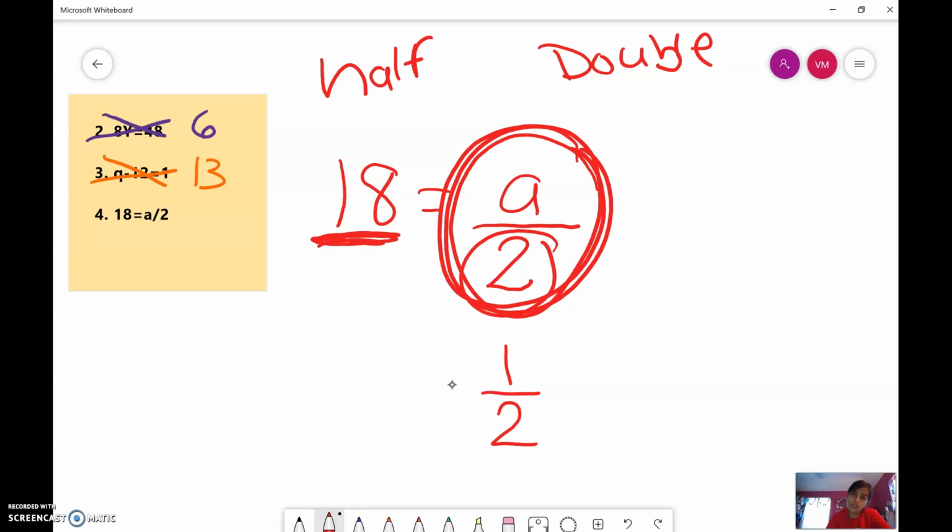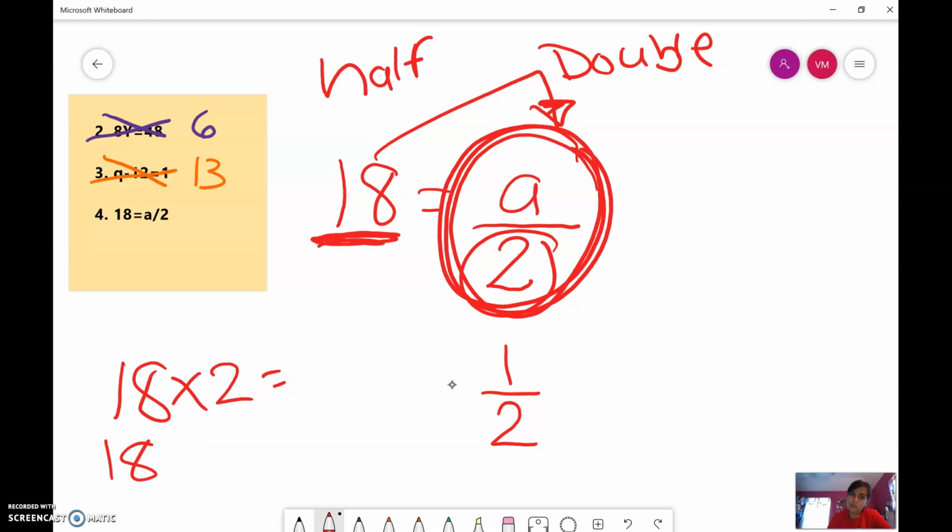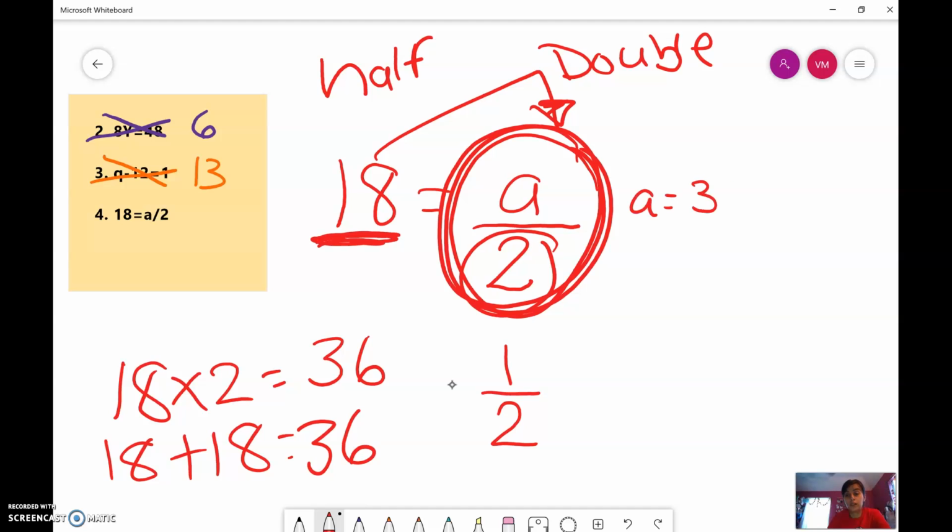If you have 18 and you want to go back to the original amount, you have to double it. So I could do 18 times 2, or I could do 18 plus 18. Since you're good at doing it in your head, I'm going to give you about 7 seconds. Think about 18 times 2. Okay. Hopefully you didn't say 26 and you said 36. So the value for a equals 36.